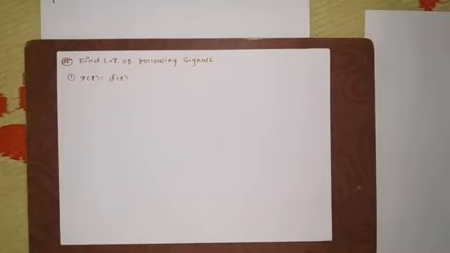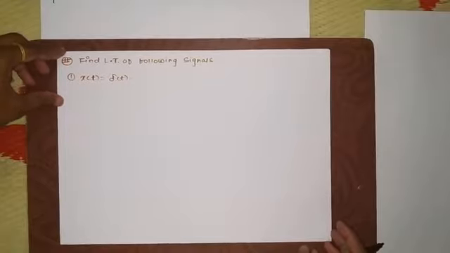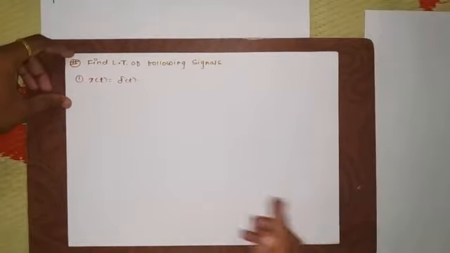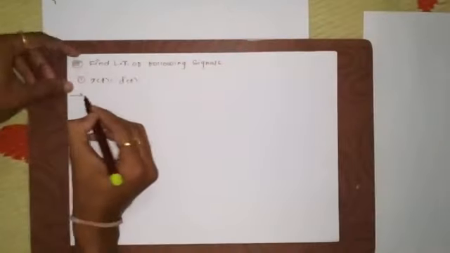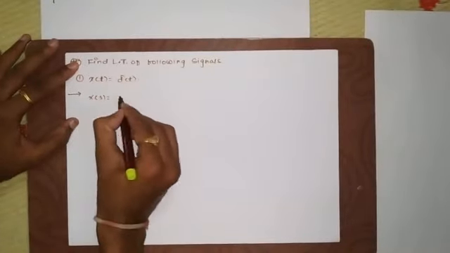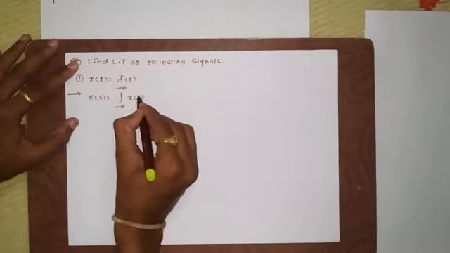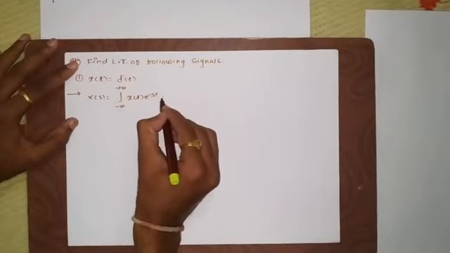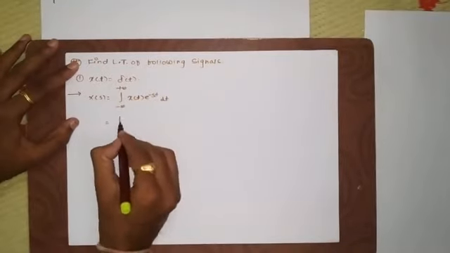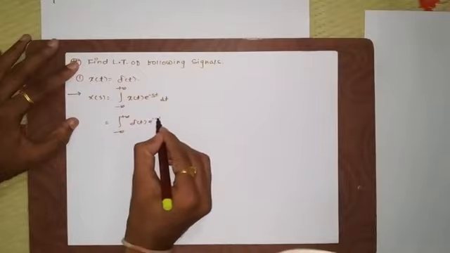Hello friends, now let us start with a few examples on Laplace transform, that is, find Laplace transform of following signals. So the first one is an impulse function, given x of t is equal to del t. We'll put in the formula. We know that Laplace transform is the integral from minus to plus infinity of x(t) into e raised to minus st dt. Now we'll put this value of impulse function del t into the integral.